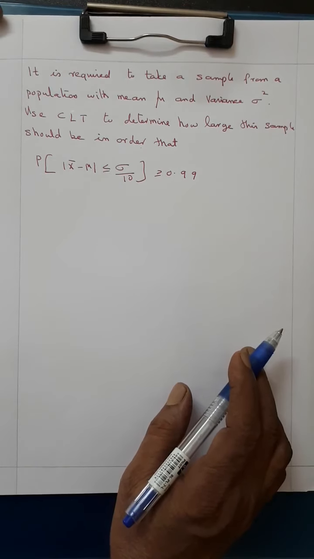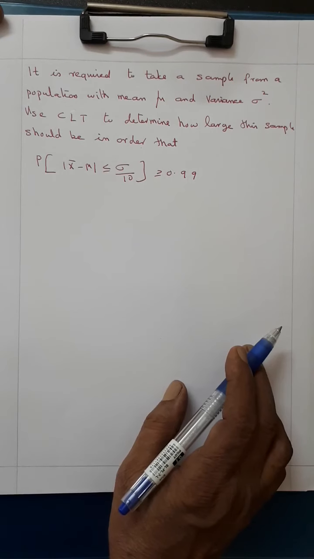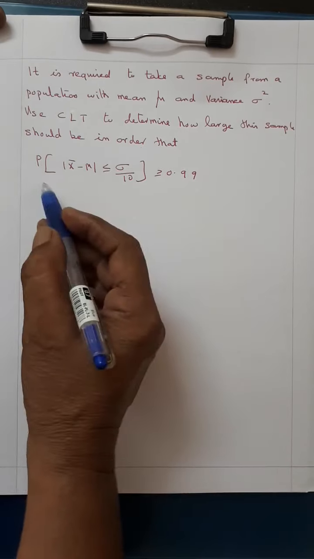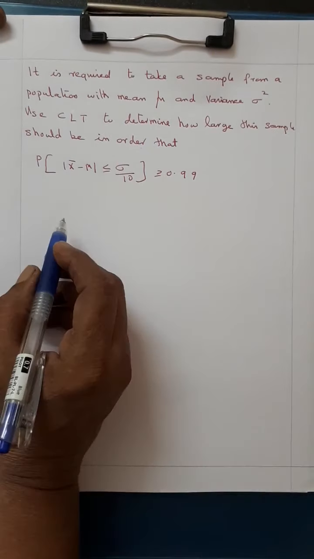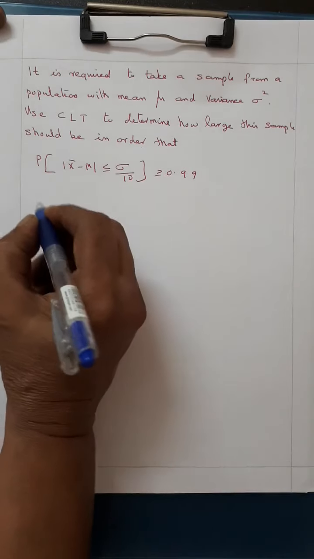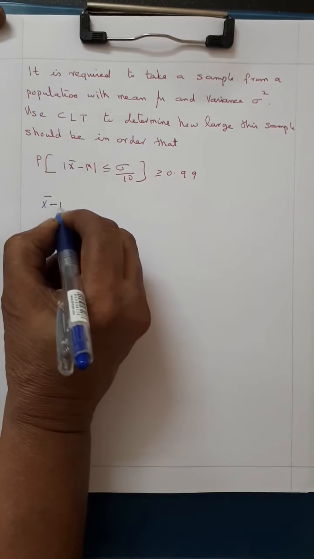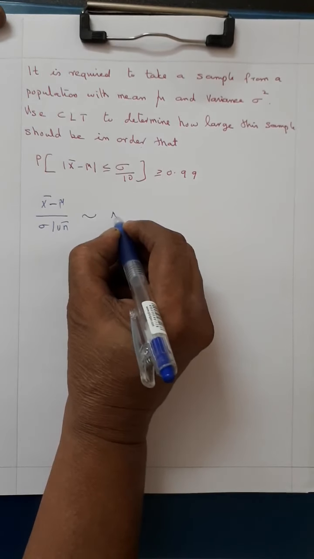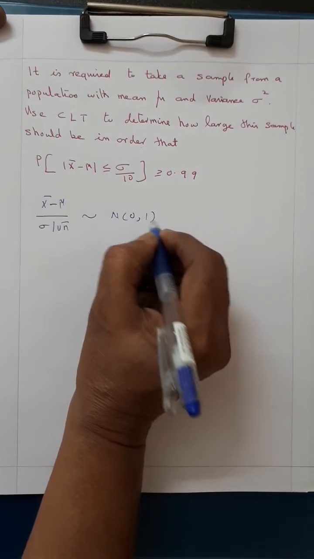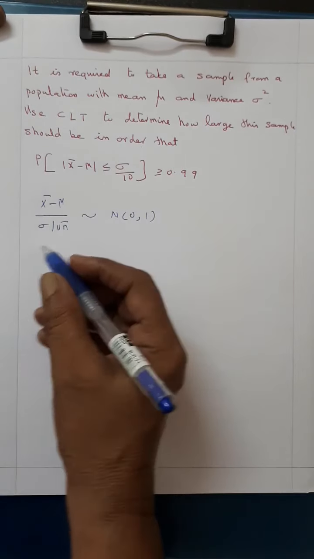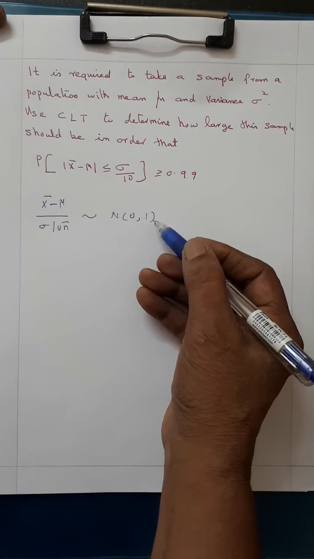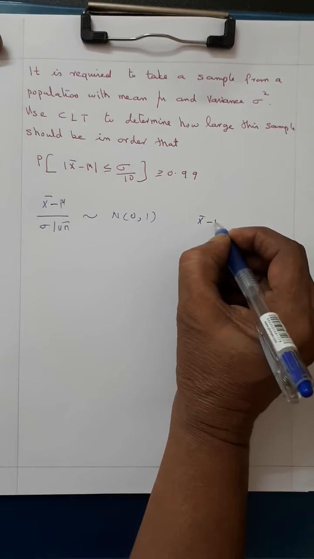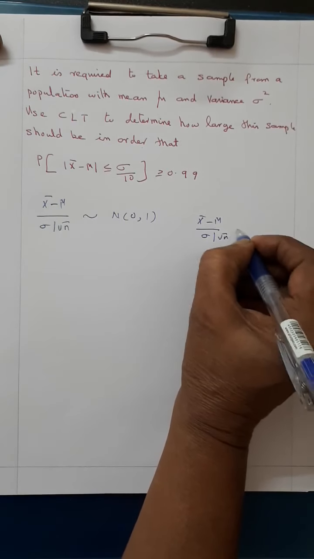We are going to use the central limit theorem. So let us think about what we know from the central limit theorem with respect to this statement. From its results, we know that x bar minus mu by sigma by root n follows a normal distribution with mean 0 and standard deviation 1, or a standard normal distribution. We can write x bar minus mu by sigma by root n as Z.